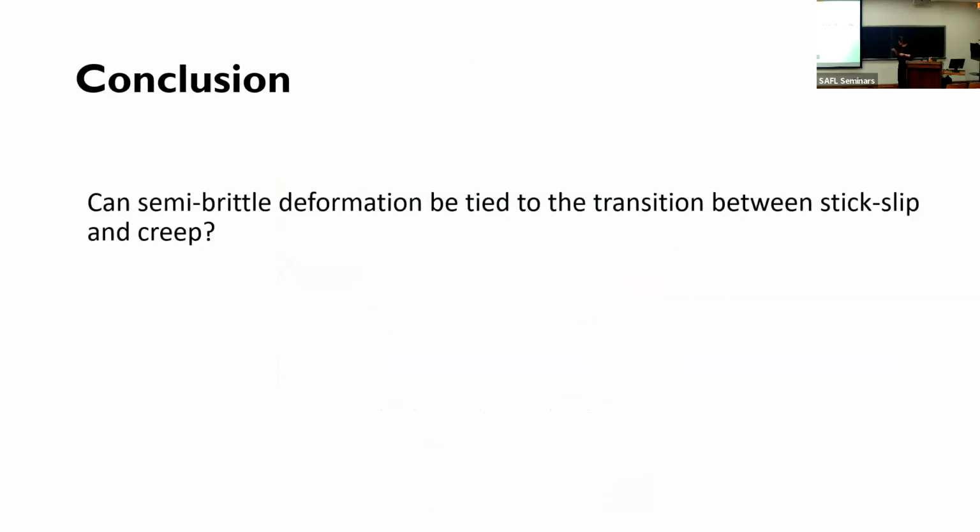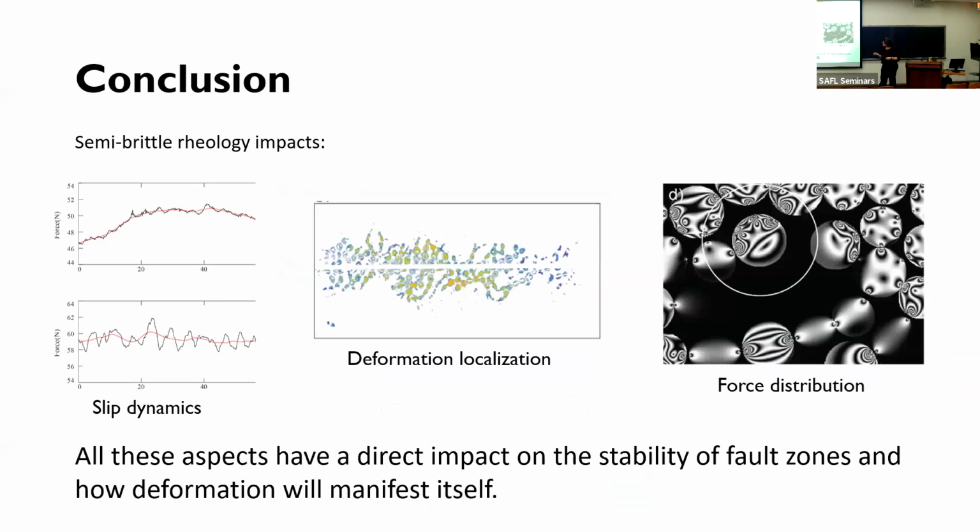So, to conclude, we set out to answer this question: can semi-brittle deformation be tied to the transition between stick slip and creep? There's a lot of different stuff we visited in between. We saw, for example, that the presence of a fluid phase has a direct impact on the slip dynamics, that it matters for how deformation localizes, how forces are distributed, that fluids really mess with this force distribution problem.